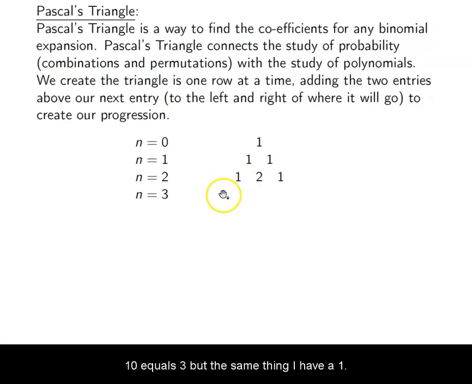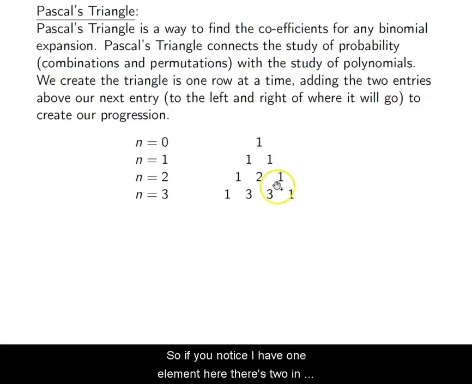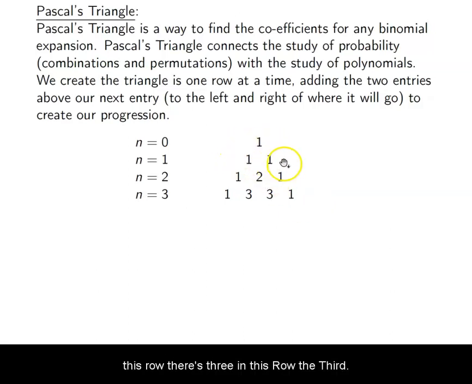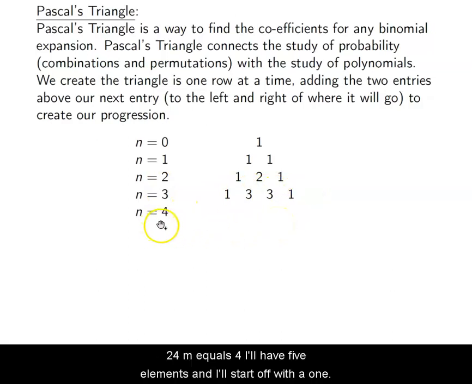n equals 3 will be the same thing. I'll have a 1 and then a 3, right? 1 and 2 will give me 3. 2 plus 1 will give me 3. And then this will just be a 1. So if you notice, I have one element here. There's 2 in this row. There's 3 in this row. The third, n equals 3, has 4 elements in it. For n equals 4, I'll have 5 elements.